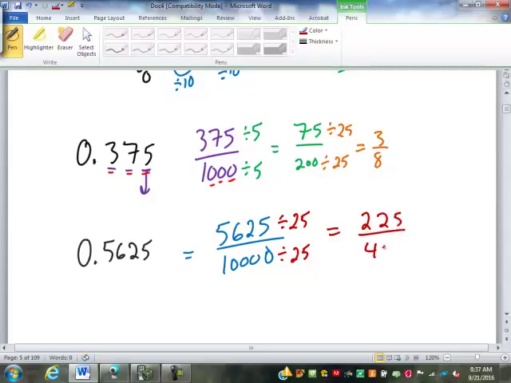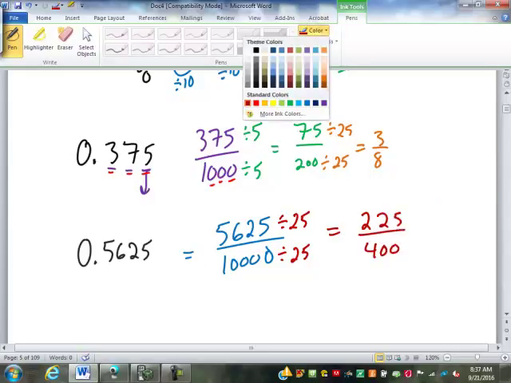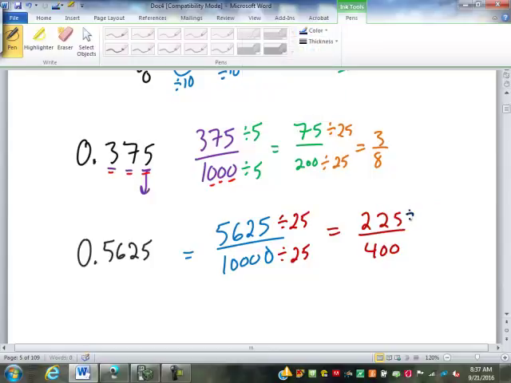Okay, 225 over 400. Now it's divisible by 25 again. Yes, that's why I said 50. You can't add them, they have to multiply. 25 times 25 would be 625. So they both would have been divisible by 625. So 225 divided by 25 is 9. 400 divided by 25 is 16. Does that make sense at all?